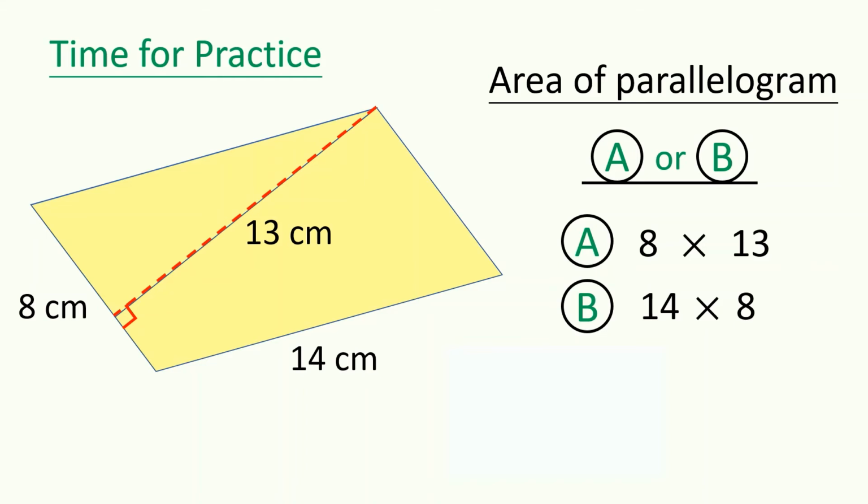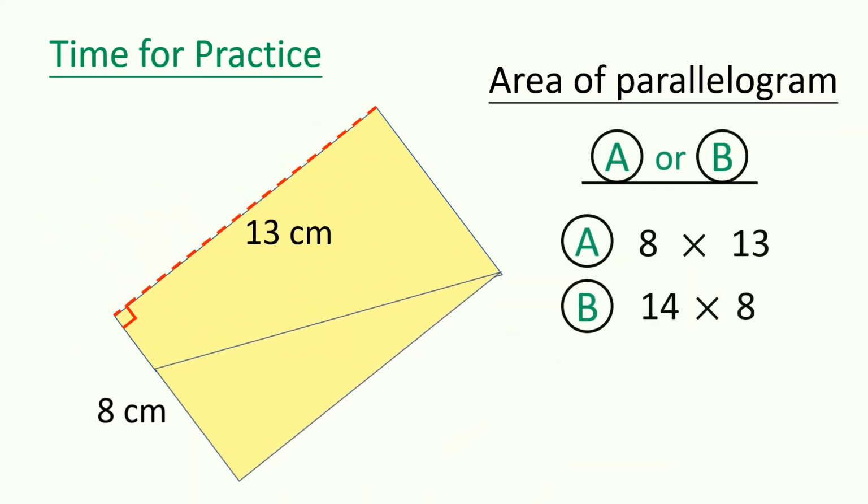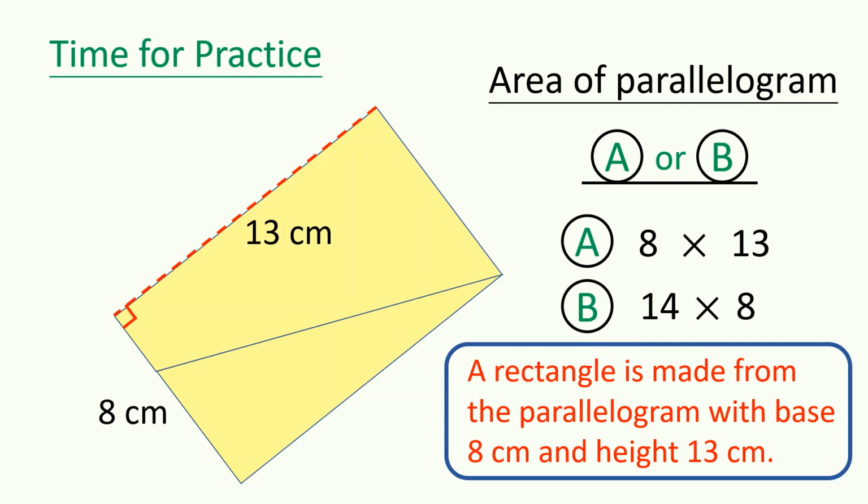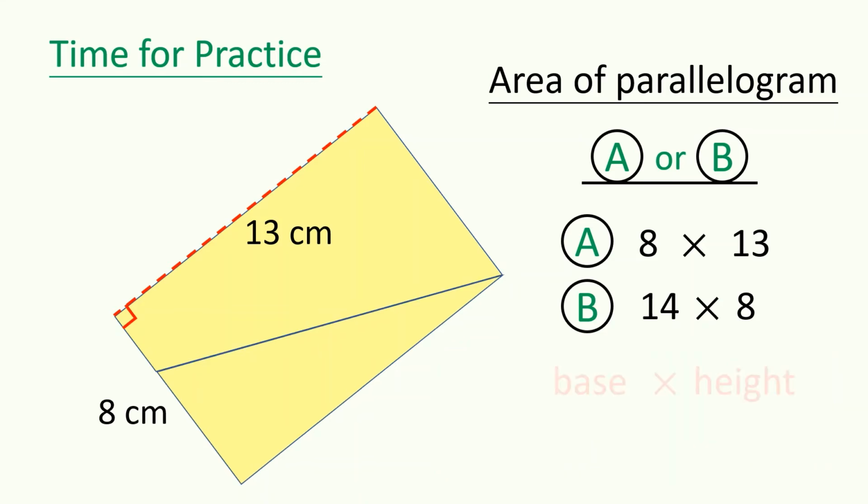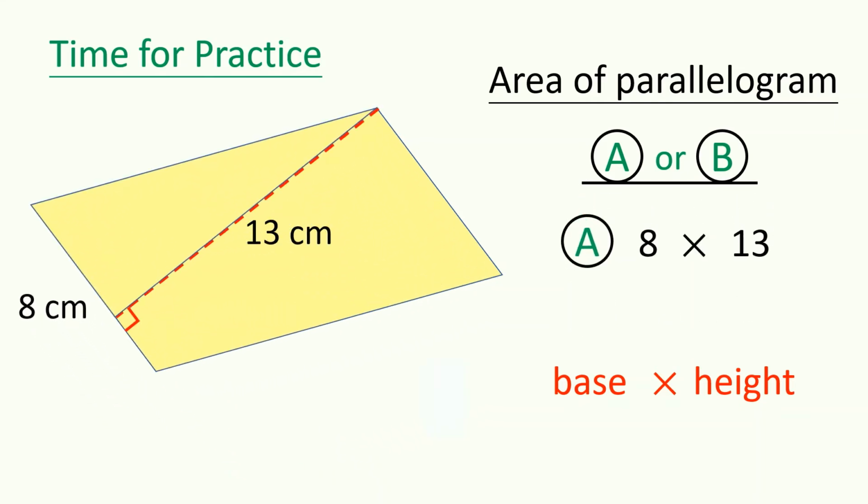It is time for practice. What is the area of this parallelogram? Which is correct, answer A or answer B? A rectangle is made from the parallelogram with base 8 centimeters and height 13 centimeters. Using the formula, base times height. The answer is A. 8 times 13.